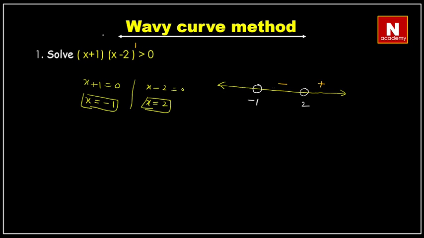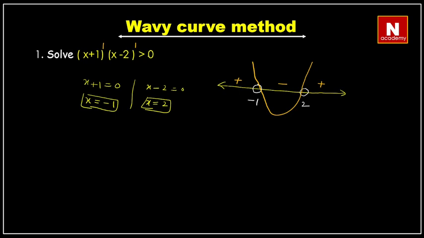Now once again observe the power of x plus 1. The x plus 1 power is again 1. 1 is odd. That's why here again the sign changes from minus to plus. Now draw the graph. This is the graph of the curve. Where is the positive sign here? Because they are asking x plus 1 into x minus 2 greater than 0.